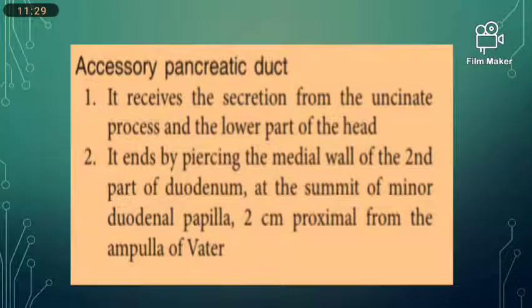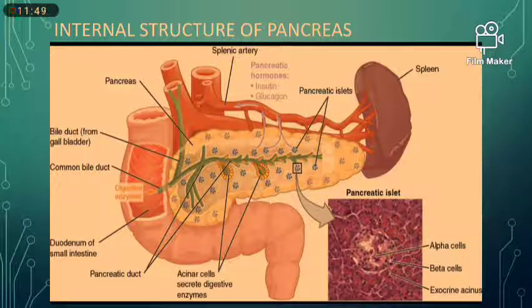Now accessory pancreatic duct: it receives the secretions from uncinate process and lower part of the head. It ends by piercing the medial wall of the second part of the duodenum at the summit of minor duodenal papilla, 2 cm proximal from the ampulla of Vater. So here you can see another detailed diagram of internal structures of the pancreas, but it is somewhat time consuming for drawing. Here you can see that it is draining into the second part of the duodenum, and a small part has been projected as the histology structure.